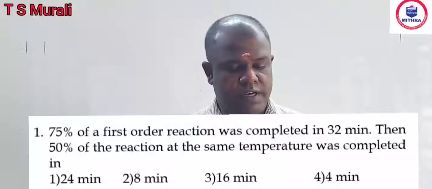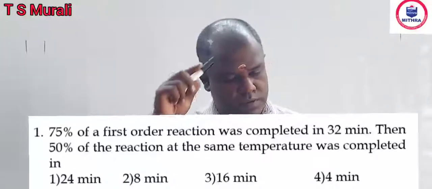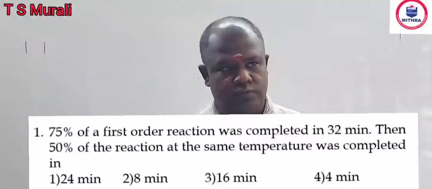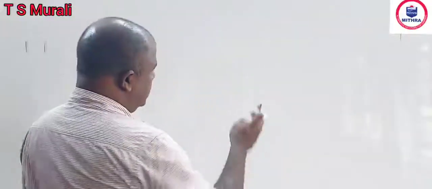75% of a first order reaction was completed in 32 minutes. 50% of the reaction was completed in? Okay, so many methods were there. I am using the method in which we use some formulae. 75% first order reaction. Do you know T75?